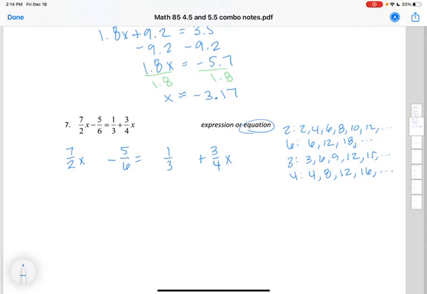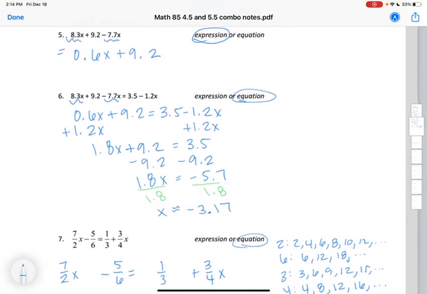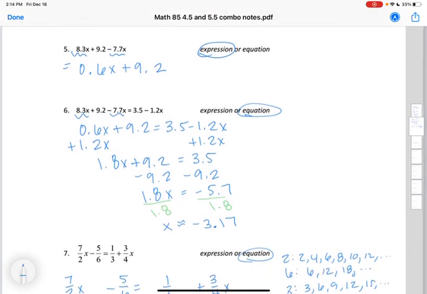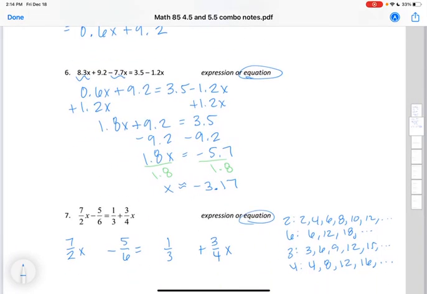All right, I'm going to stop there for just a second. Number 5, I don't suspect there were any problems. Number 6, I'm assuming was probably okay. So it was just combine like terms, get the x's to one side, constants to the other, approximately negative 3.17.